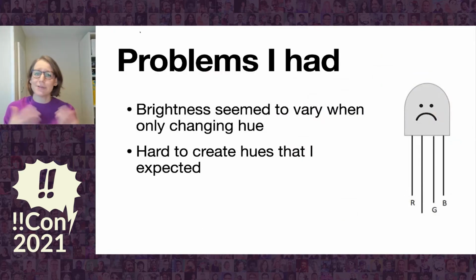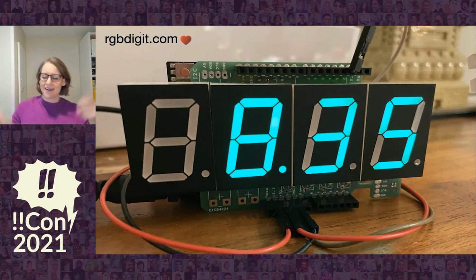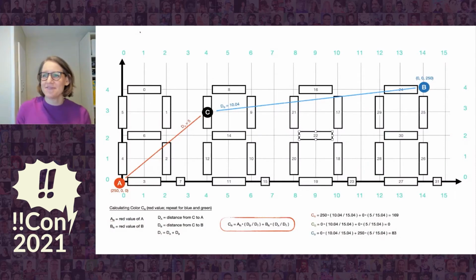So at the end of the day, it was still hard to create the hues that I expected. And so I started building more clocks. I was on this path to build clocks, and I've used a bunch of different digits. These are built by a maker and they're on rgbdigit.com. You can find them on Tindie, different people putting together RGB LEDs into different combinations of digits.